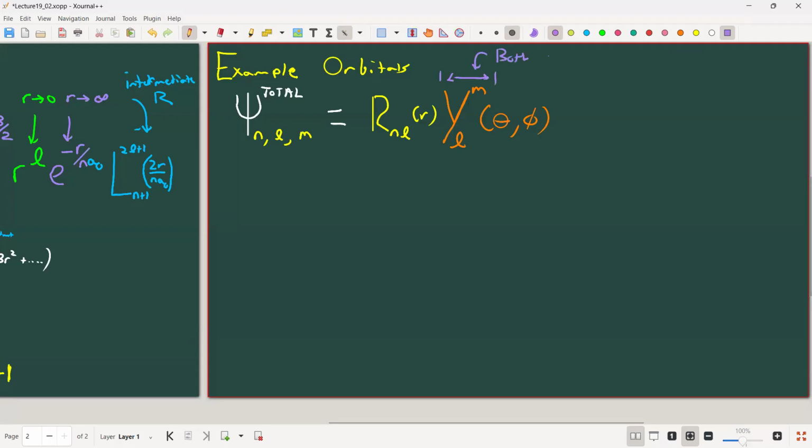Both are tabulated online. I don't think you need these for the homework this week. You don't need these for the homework, but I'll post them later. All right, so we have a product of two functions.